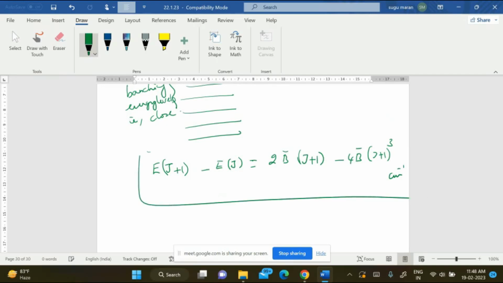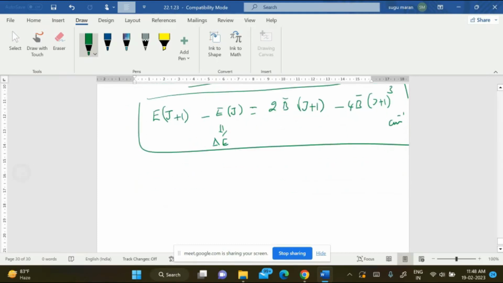So this is the difference in energy level, that is the delta E. The delta in rotation energy level with a rigid rotator is slightly different, right? So this is the energy level, you can get it out.